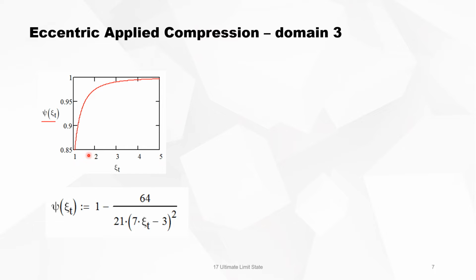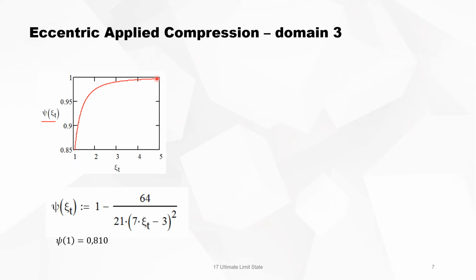we will see that on the left border of domain 3, Ct is 1, and then the whole parabolic and rectangular area of the concrete stress block is developed. So we know that then the filling coefficient is 0.81. And if you take Ct is 1 in this expression, you find also 0.81. So this is okay.